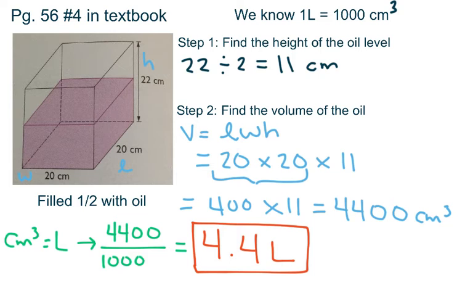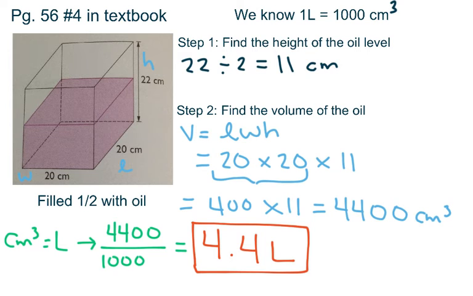So, here's what we know. We know that our width is going to be 20, our length is 20, and our height is 22. And then the problem told me that it's filled halfway with oil. So, we know that 1 liter is 1,000 centimeters cubed. So what we need to do first is we need to find the height of our oil level.